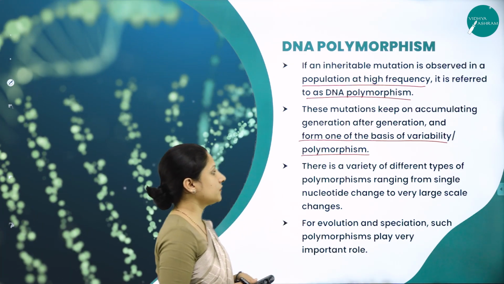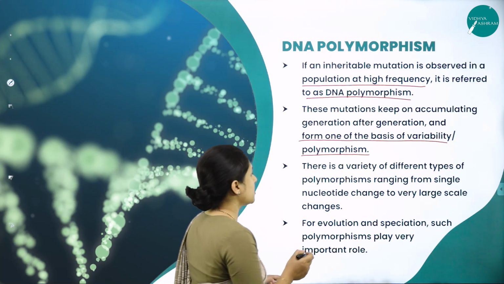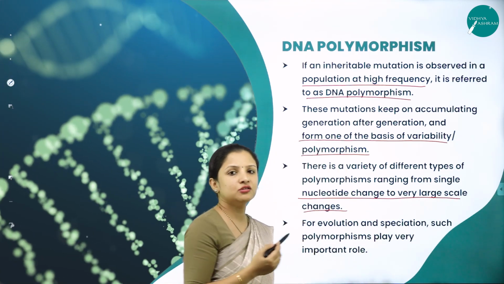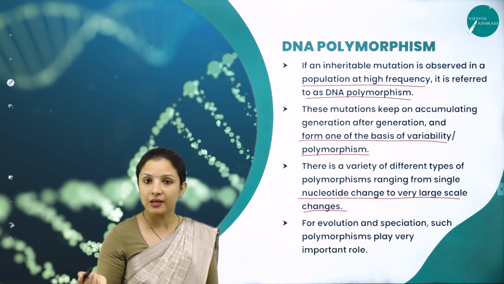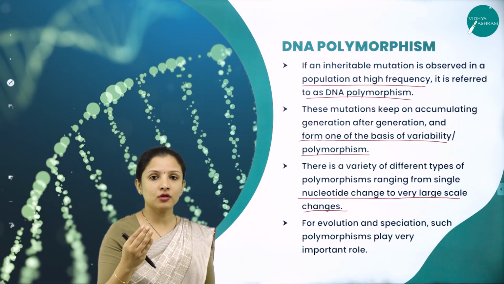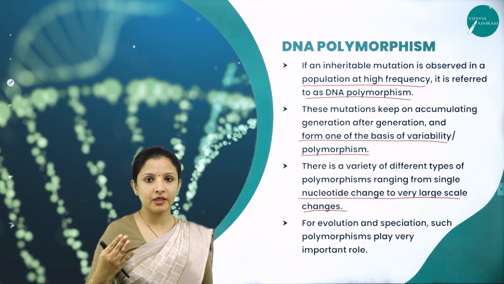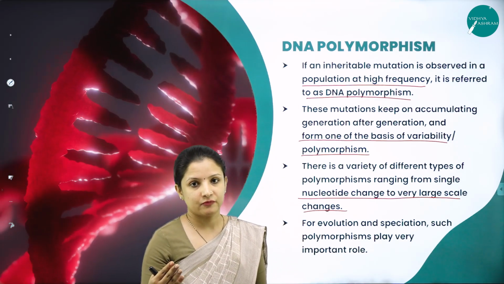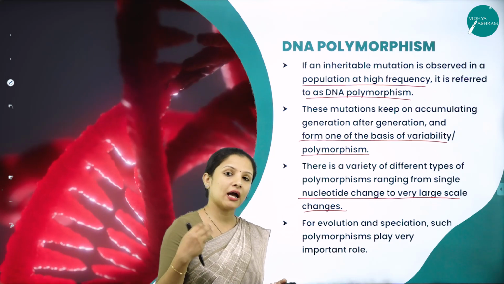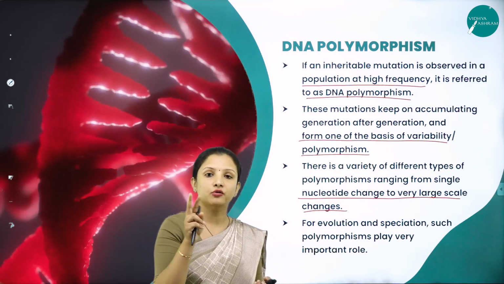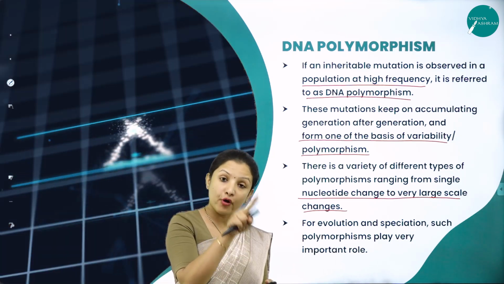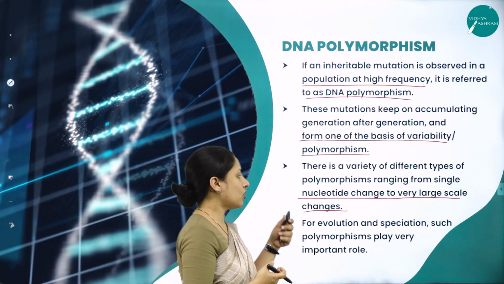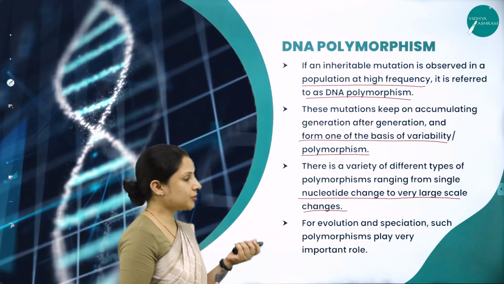There is a variety of different types of polymorphism, ranging from single nucleotide change to very large scale changes. All this you have studied in point mutation and frame shift mutation, right? If not, you can have a look at that session wherein we learnt about mutations while dealing with genetic codes, like what happens if mutations happen. There are two types, point mutation and frame shift mutation. How alterations can happen, all that you have learnt in the previous session.